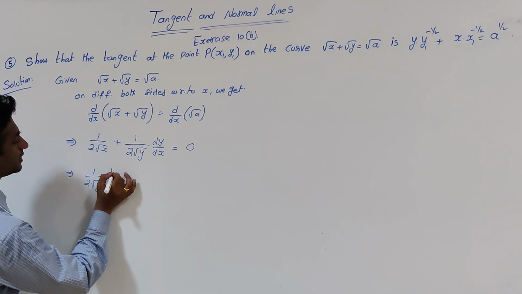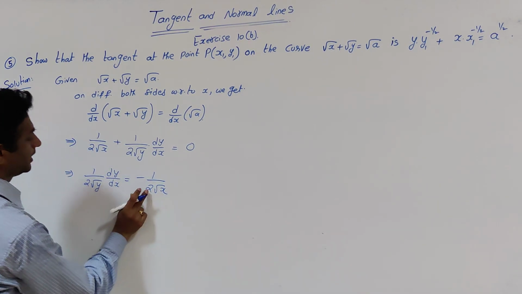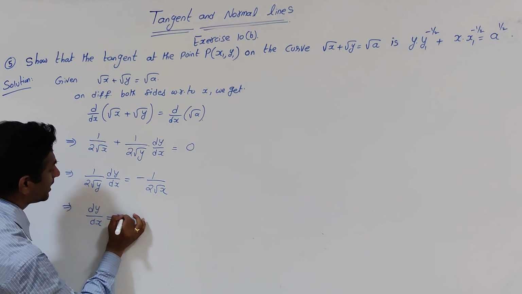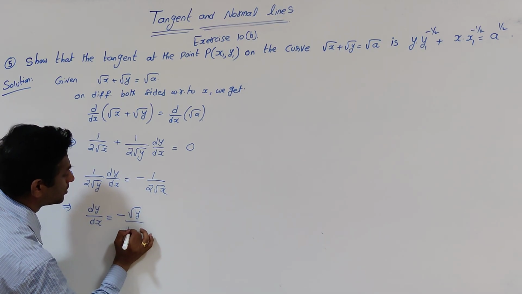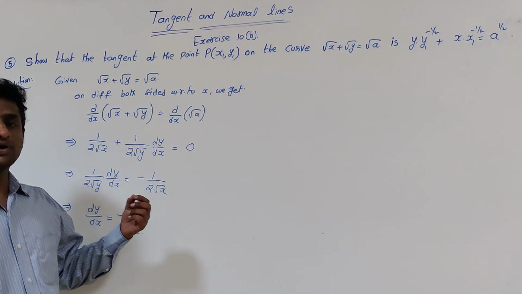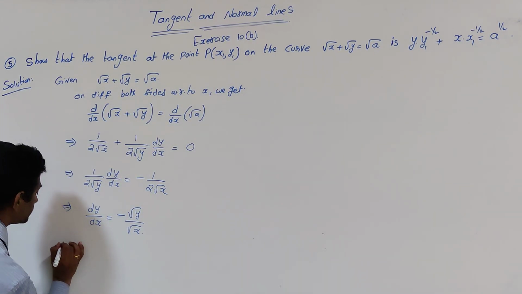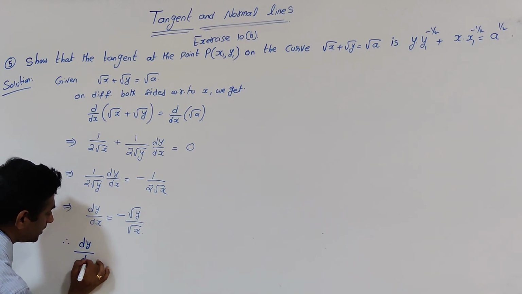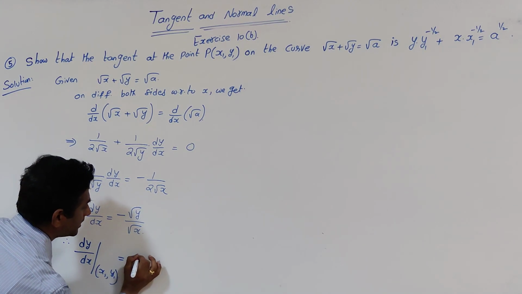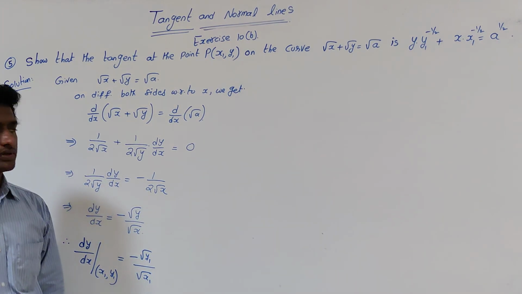1 by 2 root y dy by dx is equal to minus 1 by 2 root x, and the 2 gets cancelled, so dy by dx will be minus root y by root x. That is the slope, the derivative. In order to find the slope, we have to find the slope at a point x1 comma y1. Therefore, dy by dx at x1 comma y1 will be minus root y1 by root x1. This gives the slope.